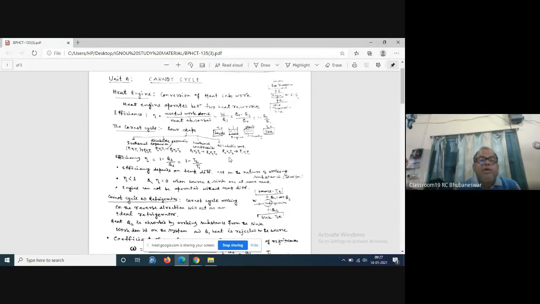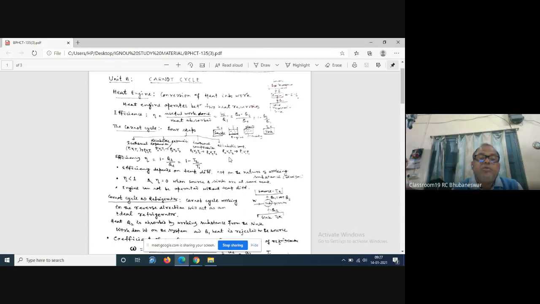We have to add the 4 works: W1 for isothermal expansion, W2 for adiabatic expansion, W3 for isothermal compression, and W4 for adiabatic compression. Right? So we can calculate the work done. Then we'll derive the expression for efficiency.